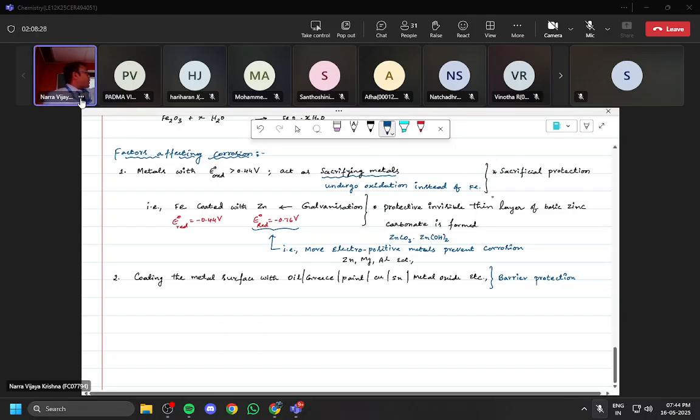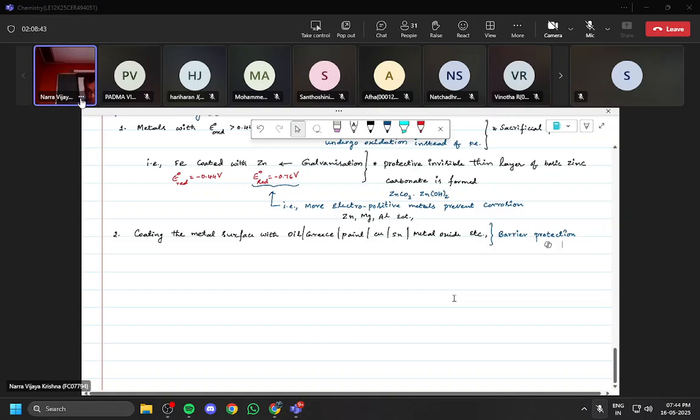By sacrificial potential we can stop corrosion. By barrier protection also we can stop corrosion. Sacrificial protection, barrier protection. Any questions, sir? Now, point number 3.